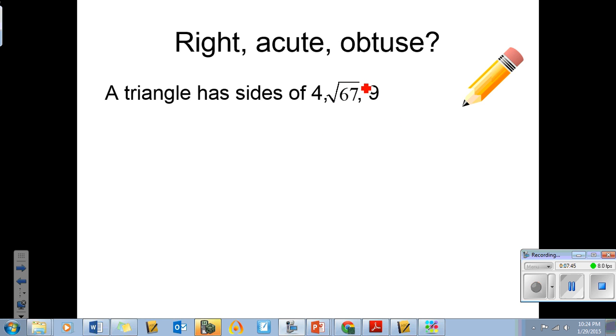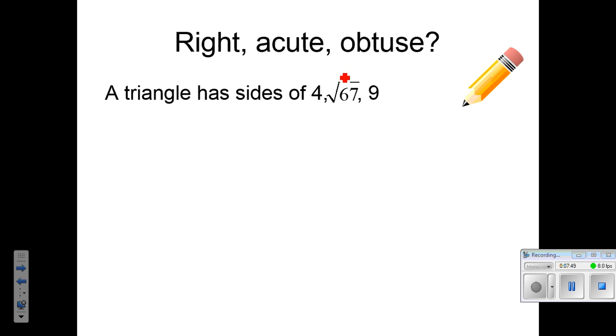So I'm back. Here we go. The square root of 67 is 8.18, and so it is less than 9. So I am going to go ahead and use the 9 as the hypotenuse because we always want it to be the largest. But remember, we don't put the decimals in the Pythagorean theorem. So this would be 4 squared plus the square root of 67 squared. Does that equal 9 squared?